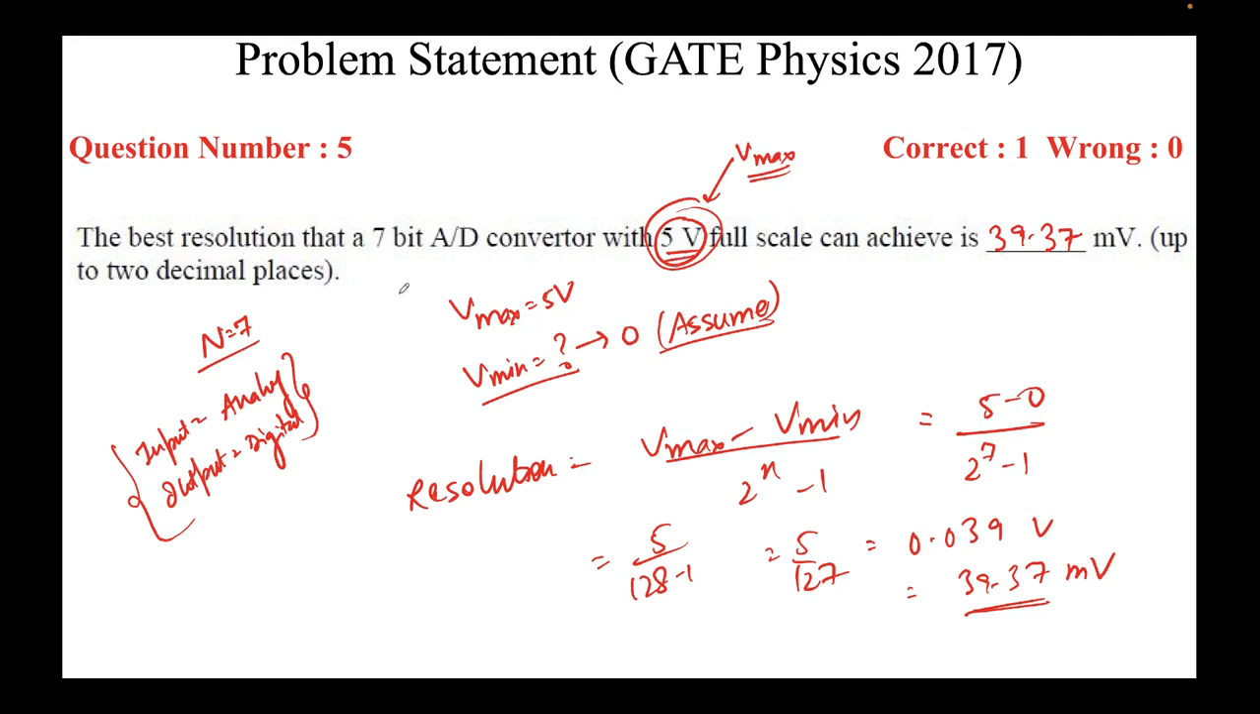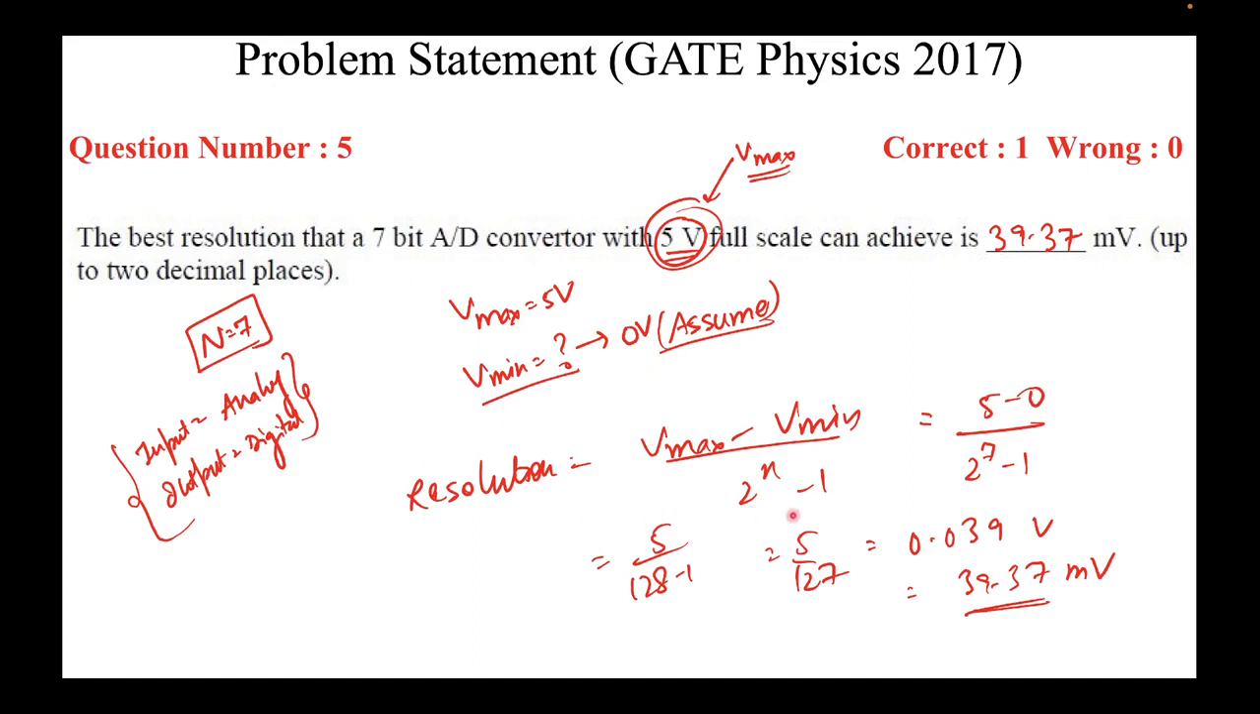So in the question we were given n equal to 7. V max is 5 volts, which is given. Full scale means this is the V max, 5 volts. V min is not given, but we'll assume that V min equal to 0 volts. And the formula for resolution is resolution equal to V max minus V min divided by 2 raised to the power n minus 1.